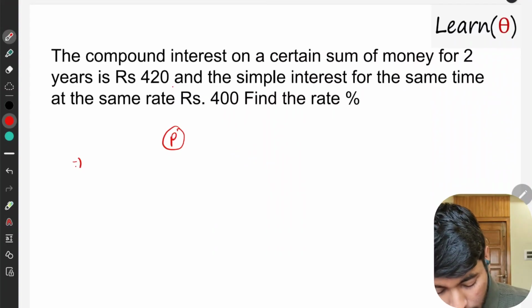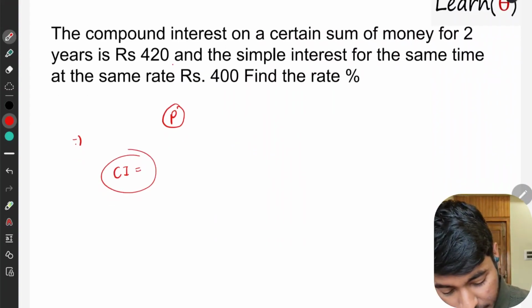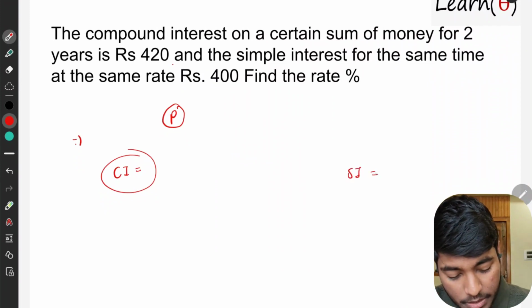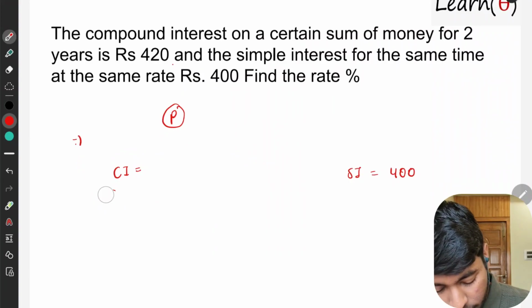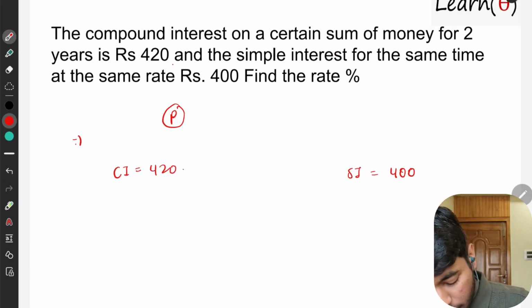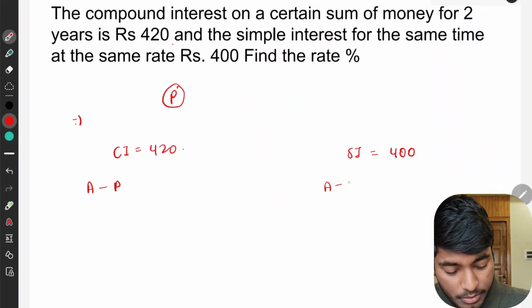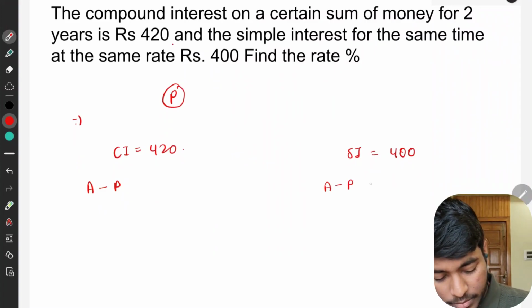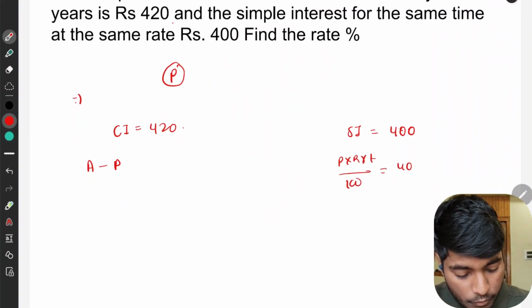I know the compound interest. Compound interest is given to me, and here simple interest is given to me. Simple interest is 400. Compound interest is given to me as 420. Can I say compound interest is amount minus principal? Similarly, simple interest is amount minus principal. Or you can simply say that it is equal to P into R into T upon 100. This is given as 400.